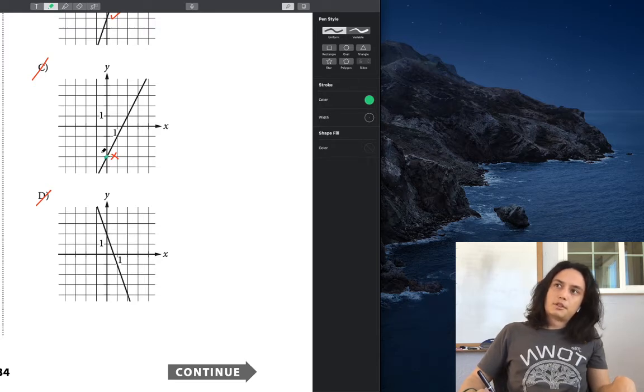From here, because the slope is +3, we want it to go up 3, 1, 2, 3, and then we want it to go over 1. We want the point to be here, but it's not. It's like a little too far over.